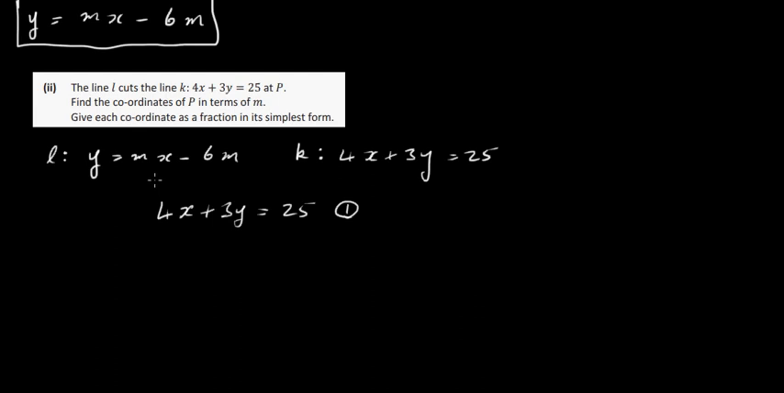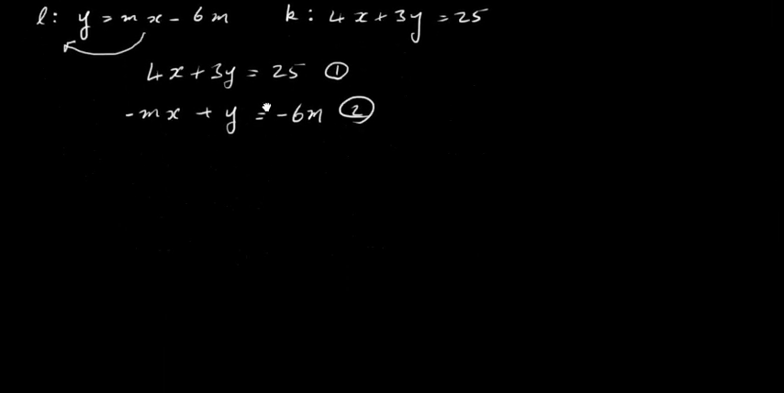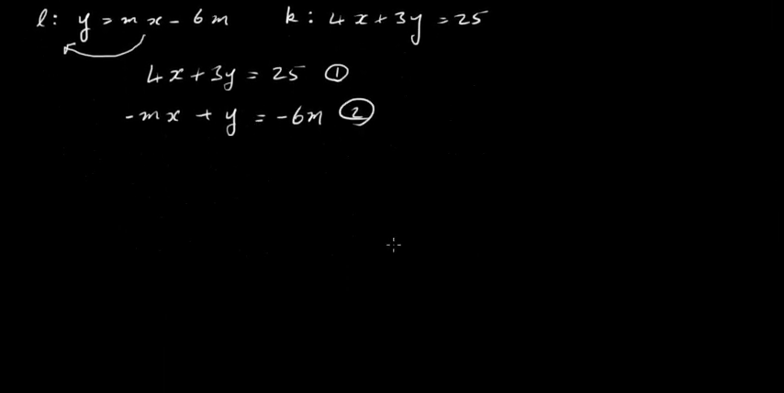Now over here I'm just going to rewrite this. I'm going to take this mx and bring it over this side. So we have minus mx plus y, and that's equal to minus 6m. And this is equation 2. So these are the two equations I'm going to work on to find the point of intersection. What I think I'm going to do here is try and get rid of the y's. So I'm going to take equation 2 and multiply that by minus 3.